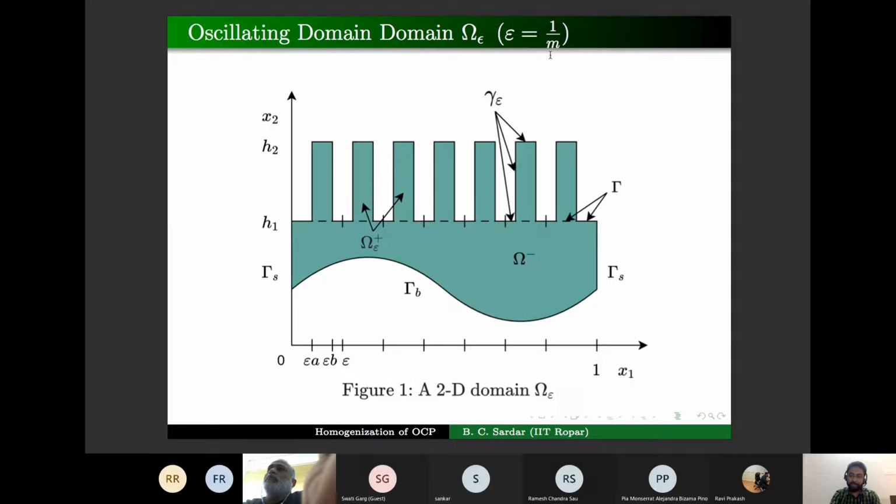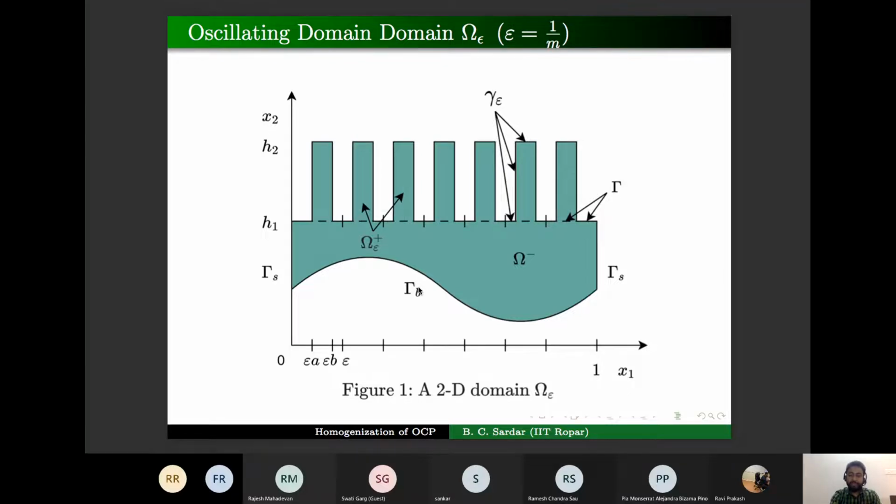Here is a few notation. I will use gamma epsilon for the top oscillating part of the boundary, and the complement is the side part; the bottom part is gamma b. In this domain, we are going to introduce the optimal control problem.